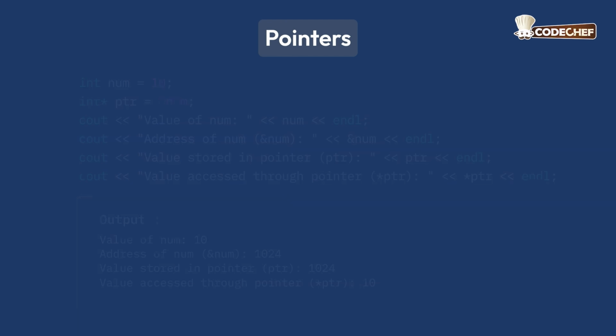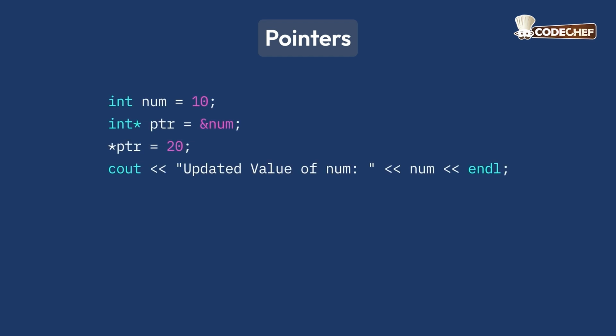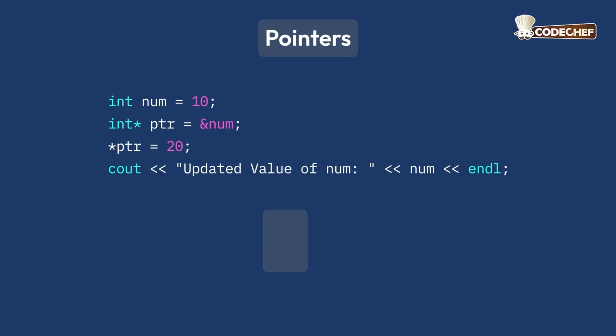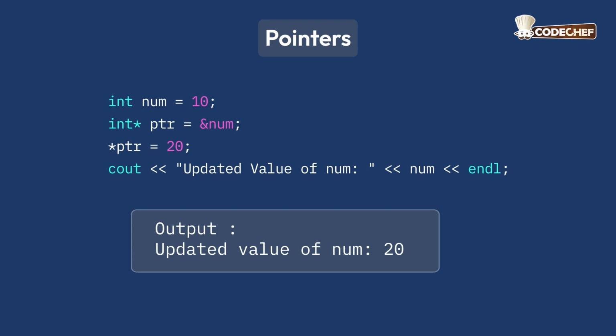Now what if we change the value of num using the pointer? Simply dereference the pointer and assign a new value. For example, in this example, the output will be: updated value of num is 20.